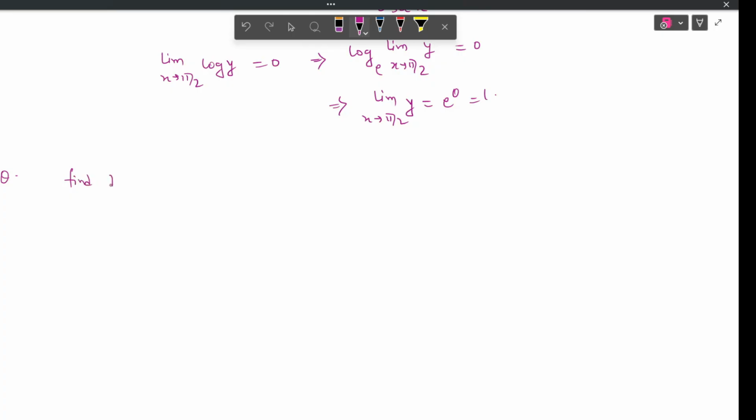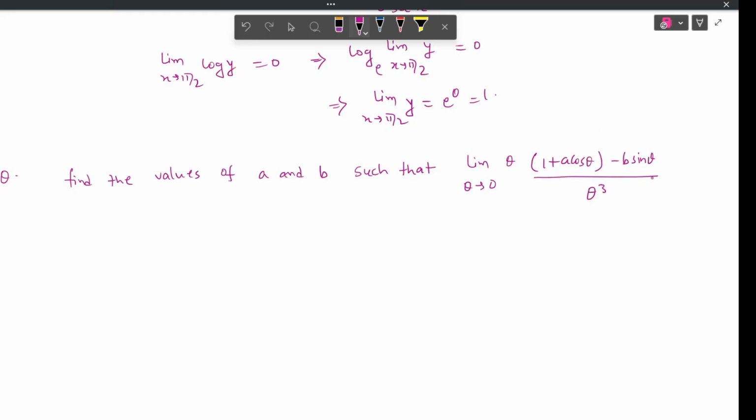Find the values of a and b such that the limit as theta tends to 0 of theta multiplied by (1 plus a cos theta) minus b sin theta, upon theta cube, equals 1.